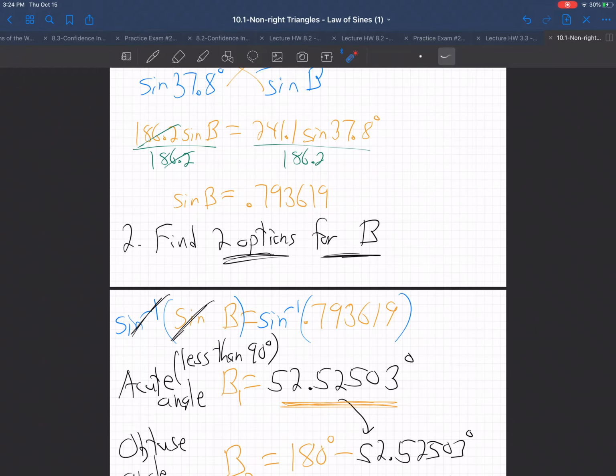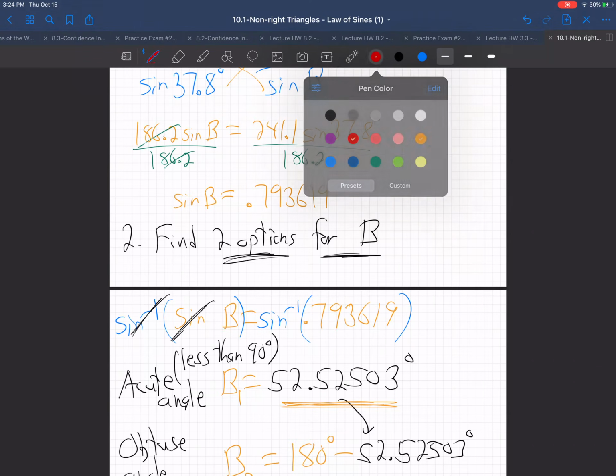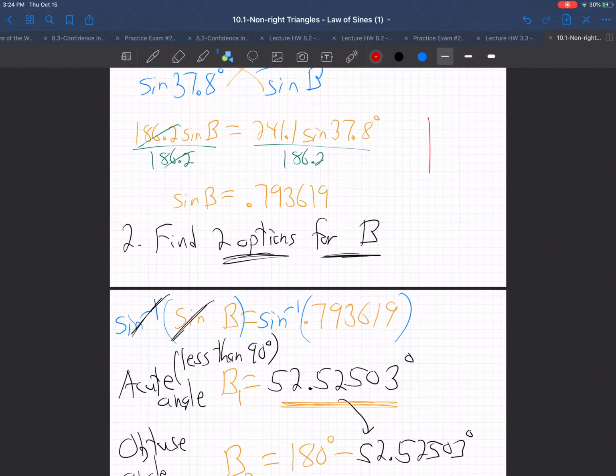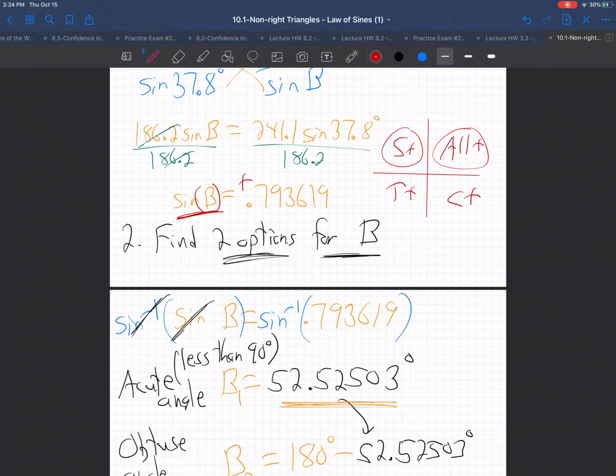Well, think about the quadrants. Think about what we've learned about quadrants. If you do the quadrants, all students take calculus, right, where the different functions are positive. Notice in both the first and second quadrants, sine is positive. So what angle B has a sine that's positive? Well, there's going to be one answer in the first quadrant and another answer in the second quadrant. And how we get the second quadrant answer, remember when we did those formulas earlier in the class?